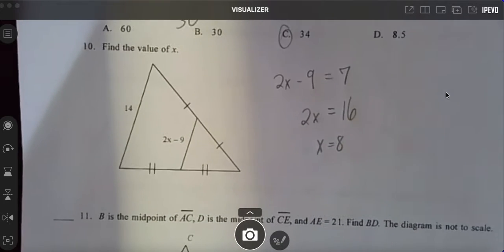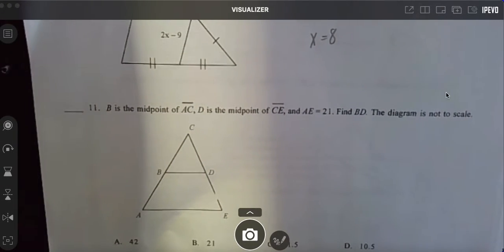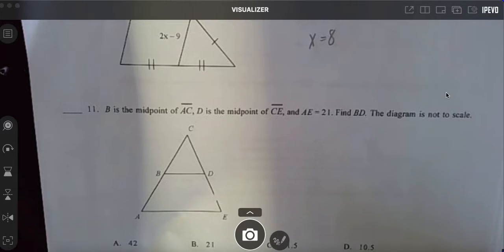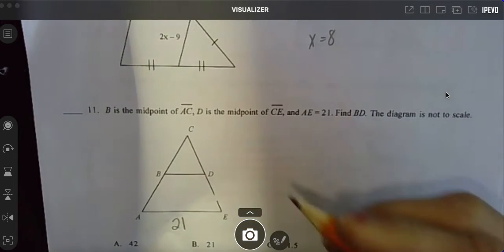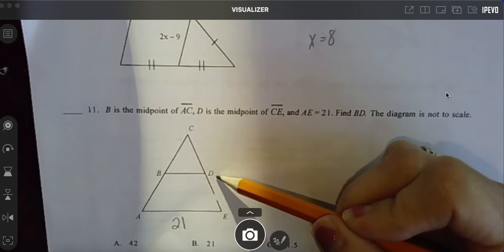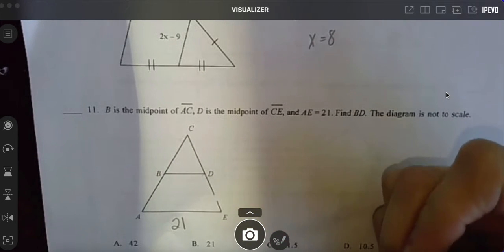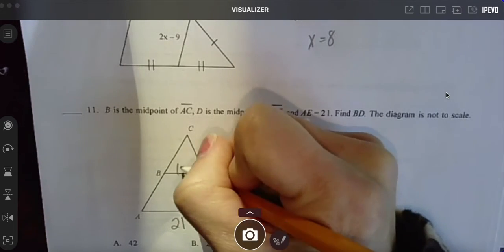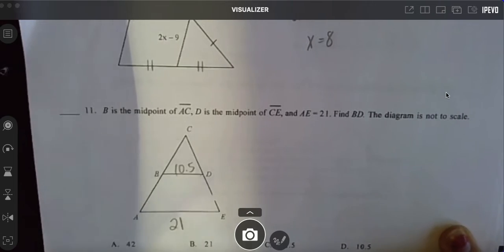All right. Number 11 says B is the midpoint of AC. Again, we're saying it's the midpoint. D is the midpoint of CE, and we know this long side right here is 21. If these are the midpoints, this is 21, what's BD? 10.5. It's half of it, 10.5. Same thing over and over again. It's 10.5. That answer was D.